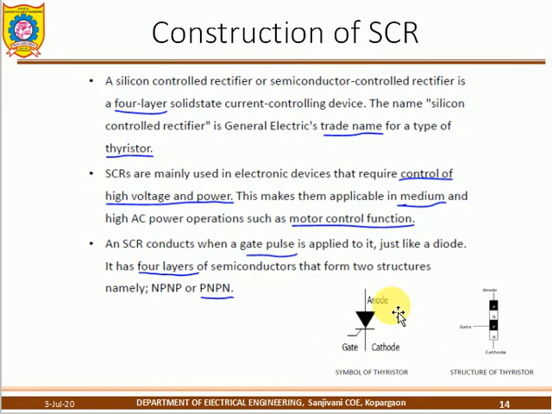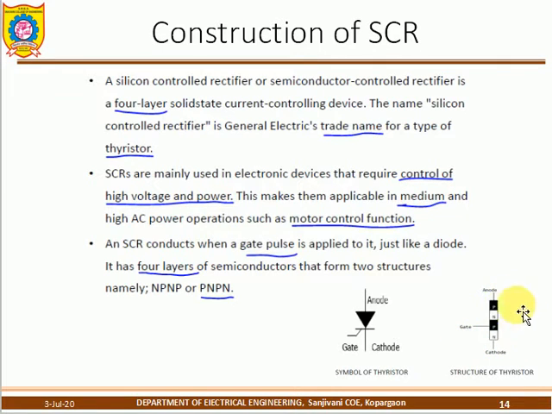So how many terminals does it consist of? 1, 2, 3. What are the 3 terminals? Anode, cathode, and gate terminals. There are 3 terminals. So where is the cathode? The cathode is located near the gate terminal. The gate is located near the cathode terminal. Why is the gate terminal located near the cathode terminal? You can just look at the construction of the 2 points.